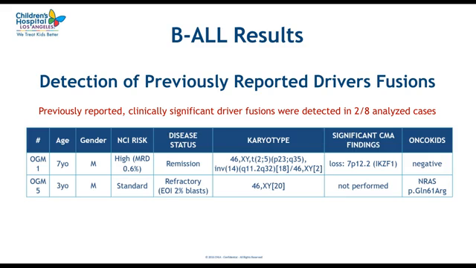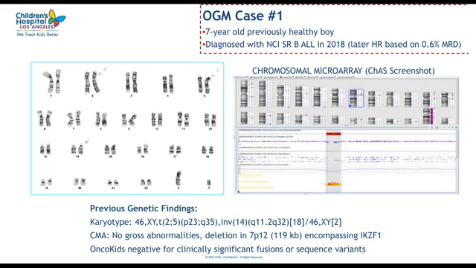When we look at our 8 BLL cases, in 2 out of 8 cases, optical genome mapping detected previously reported and known driver fusions, which remained unknown after our comprehensive analysis. So I will describe these cases in detail. This was the first case. It was initially diagnosed as standard risk BLL, but unexpectedly it had poor response to treatment.